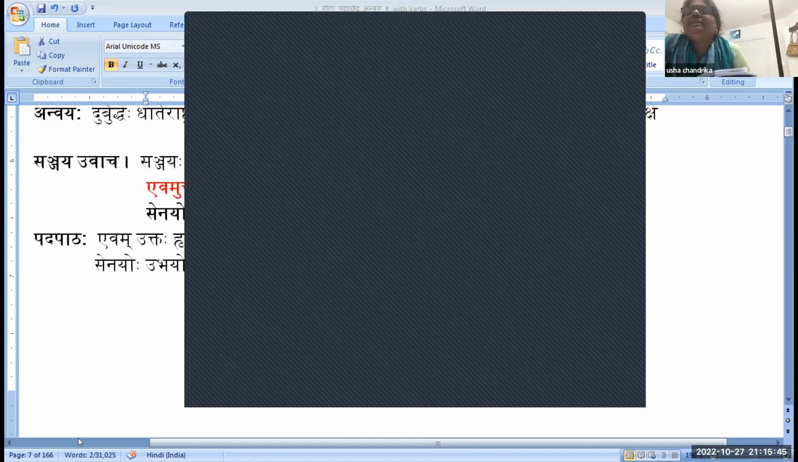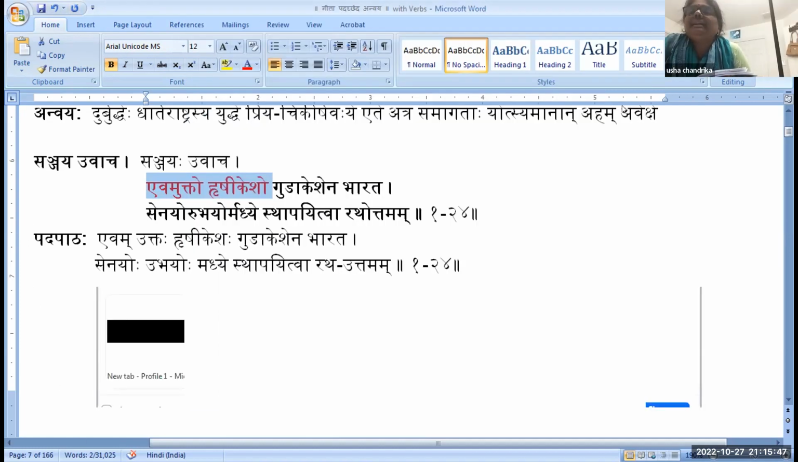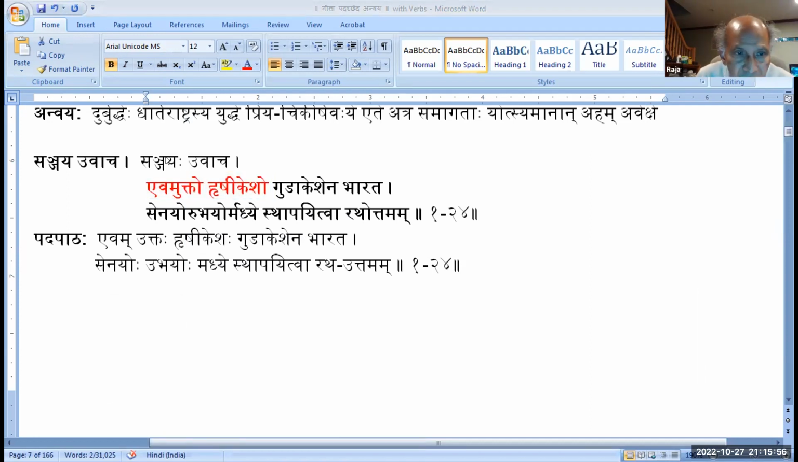So even if you don't stop while reading, the marks will be taken off, sir, if you say Eva Mukto Rishikesho Gudakeshe. No, this is what happens. Eva Mukto Rishikesho Gudakeshe na Bharata. You can say the whole first pada, first line. But you can't say Eva Mukto Hrushikesho, then pause, and then say Gudakeshe na Bharata. You can't pause here.